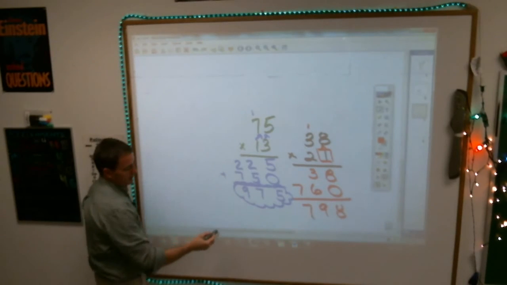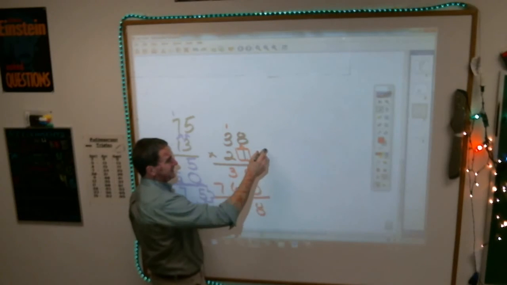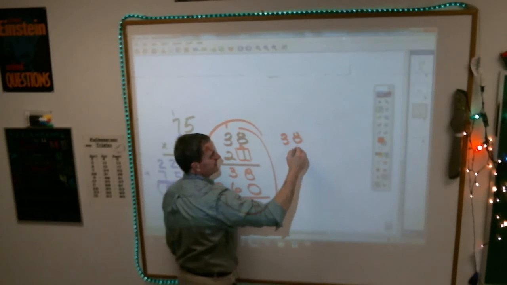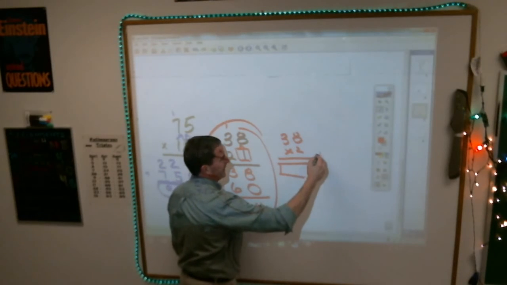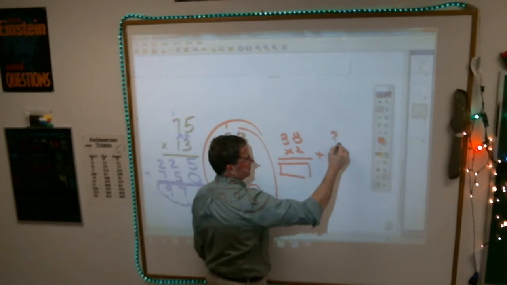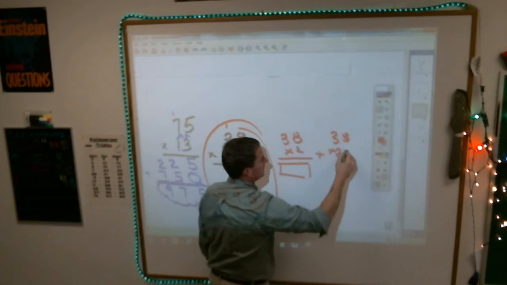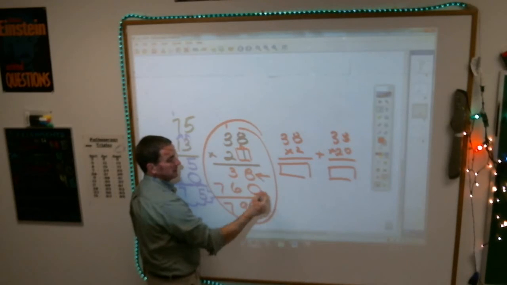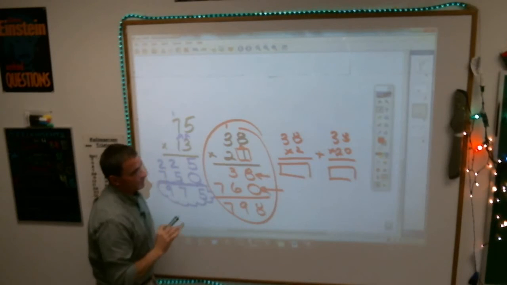But I don't want you to forget what I actually did when I did all this. I took 38 times 1, got my answer. And then to that, I added what 38 times 20 was. That's where my 2 rows of numbers come from. This was 38 times 1. This was 38 times 20. And then I put them together. Never forget what you're doing there.